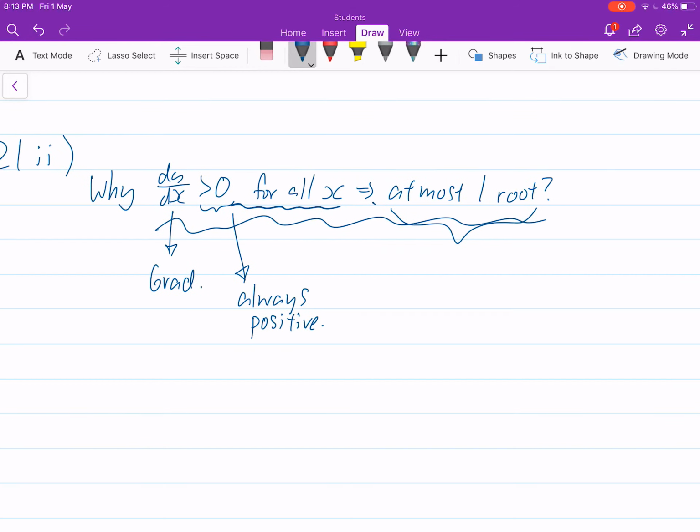Well, we know that for a quadratic, the intersections with the x-axis are the roots. So we know that a quadratic typically has two roots. So we know that a root means intersection with the x-axis. And we also know that the x-axis is the line y equals 0. Okay, so we're going to put this all together, and this is the explanation here.